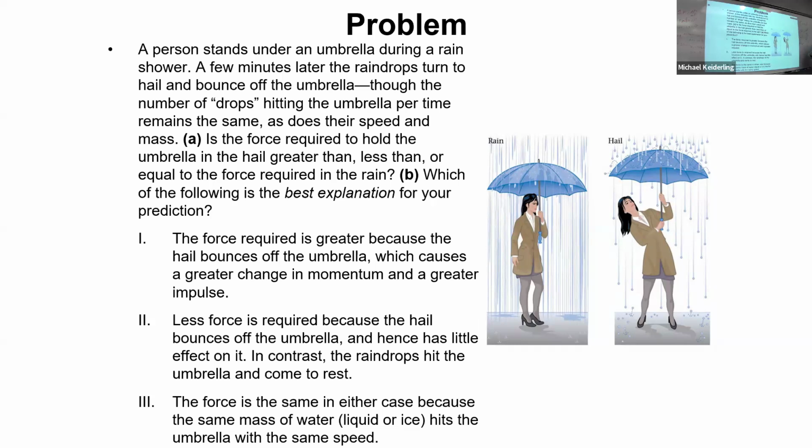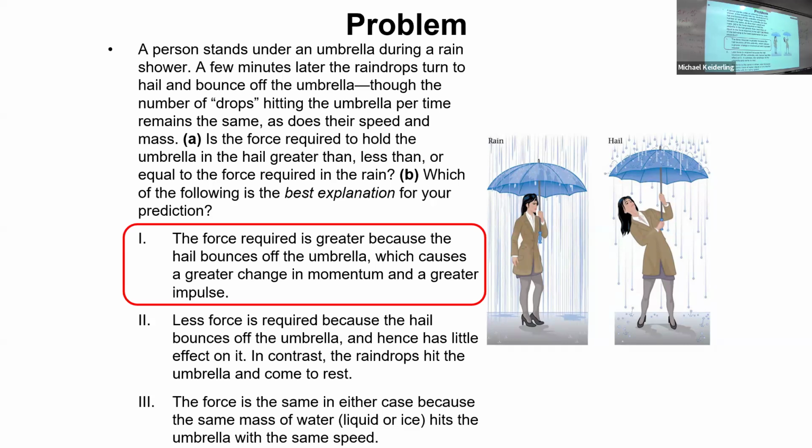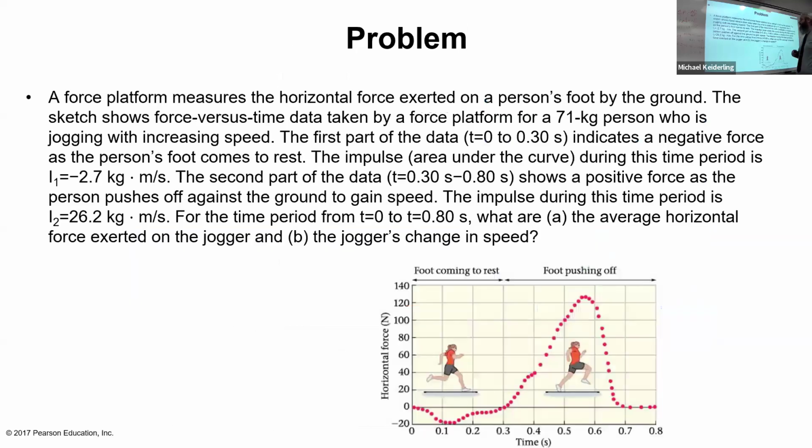Well, the people who said number one are correct. The force is greater because the hail bounces off the umbrella, which causes a greater change in momentum and a greater impulse. So when you're holding it up under the hail, you not only need to provide enough force to stop the water, you have to provide enough force to push it away, to bounce it off. So that's extra force required.